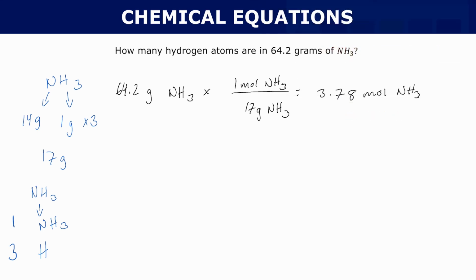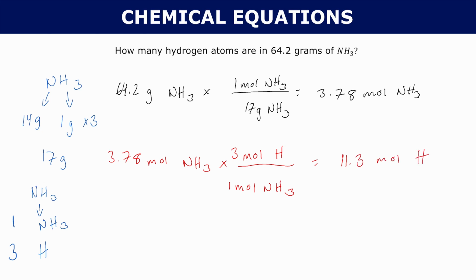So if you take this number that you got here, 3.78 moles of NH3, and you multiply it by the conversion factor, so 1 mole of NH3 is going to have 3 moles of hydrogen, you'll realize that we have 11.3 moles of hydrogen. But of course, the question doesn't ask us for moles, it asks us for hydrogen atoms.